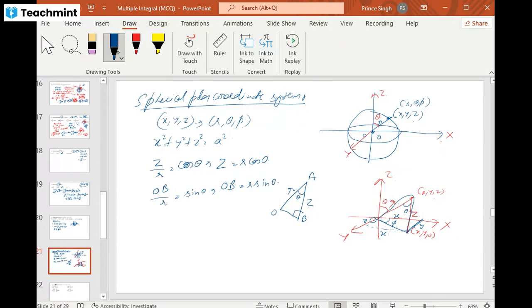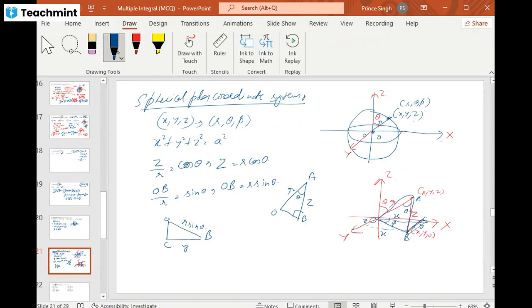Now OB is R sine theta. So now we are considering this right angle triangle. I assume this as B and say this is C. So I am considering O, B and C. Now OB, its value comes out to be R sine theta. What is BC? BC is Y.